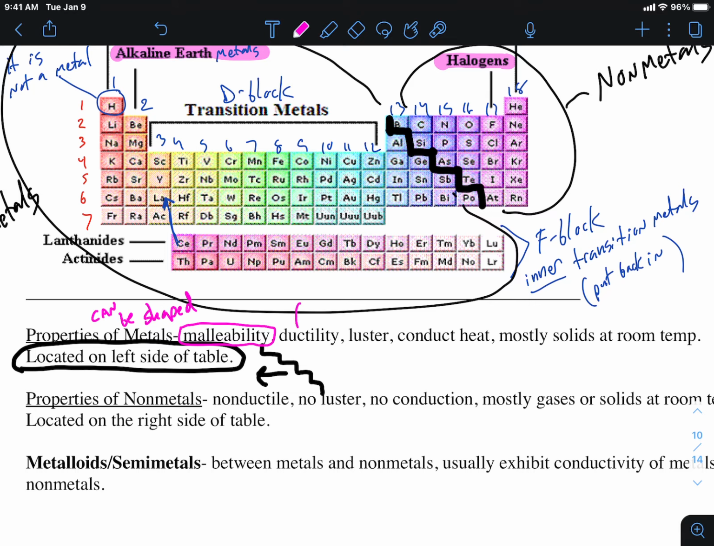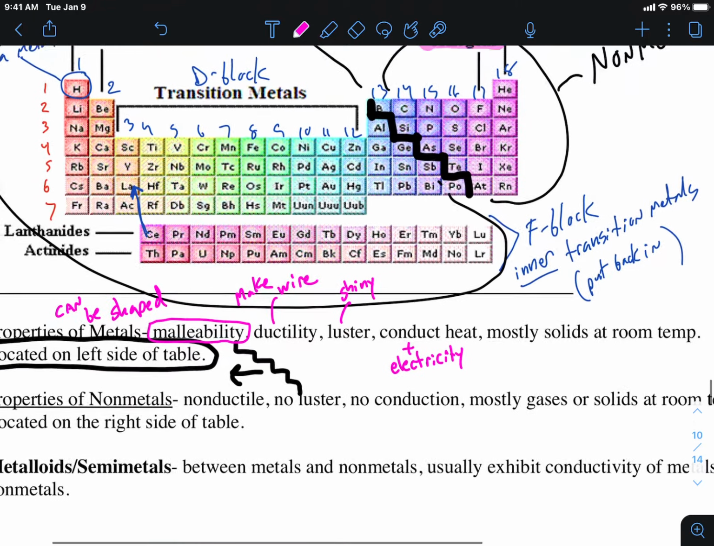Ductile means that you can pull on it until it's so skinny that it becomes a wire. Metals can make wire. Luster means that they are shiny. Something with a luster is shiny. And then they conduct heat, also electricity. And they are mostly solids at room temperature.